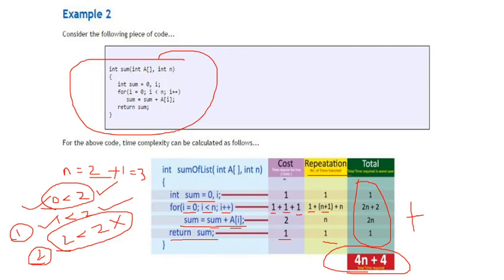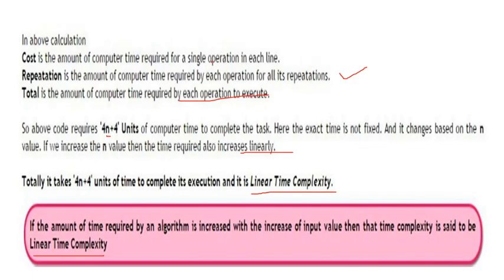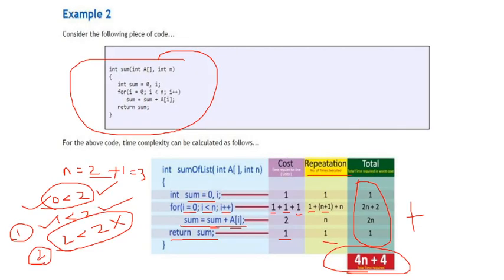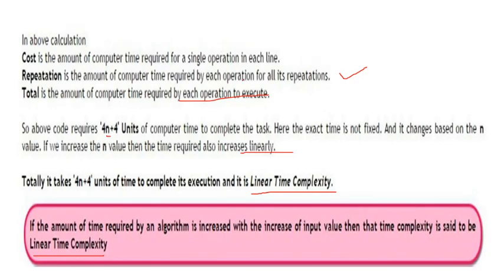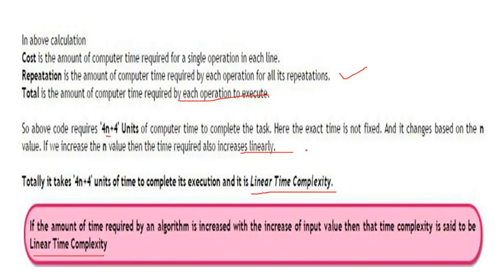Based on this, cost is for a single operation, and repetition is for each operation for all the repetitions. Then total is the amount of computer time required by each operation to execute. So now we will move to the next topic, that is measure of time complexity.